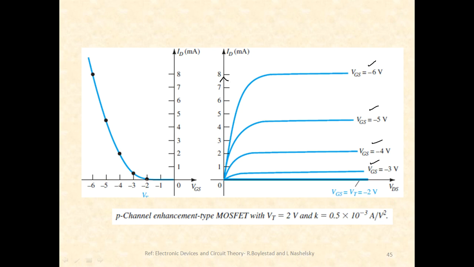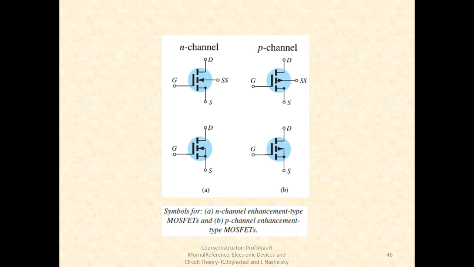Okay, and coming to the transfer characteristics, you can just observe, it is just a mirror image when compared to your N channel enhancement type MOSFET, just due to the differences in the polarity of the gate voltage. Then coming to the symbols, these are the symbols for N channel and P channel enhancement type MOSFETs. If you tie the substrate and the source, you will be getting the simplified structure. So you can very well tie them.